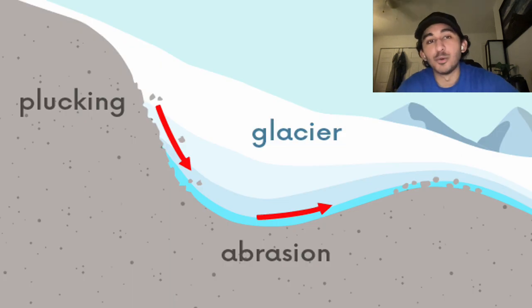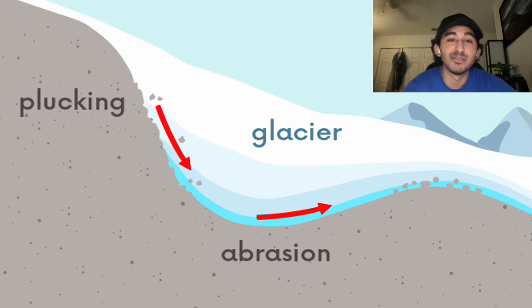And here's where it gets a little more interesting. As they move, they pick up rocks and debris, called plucking. Then, all that stuff acts like sandpaper, grinding away at the ground underneath. That process is called abrasion. It's not fast, but over thousands of years, it really adds up.